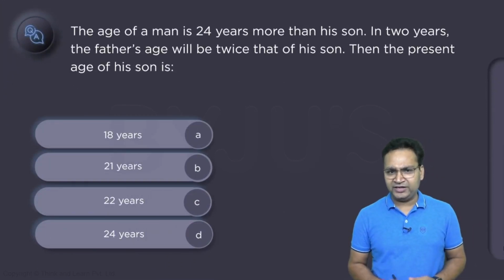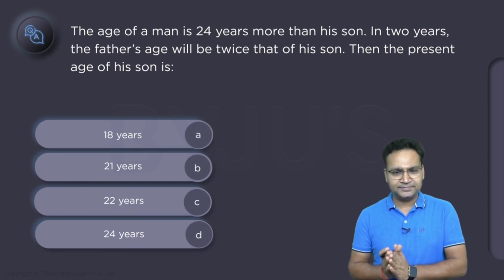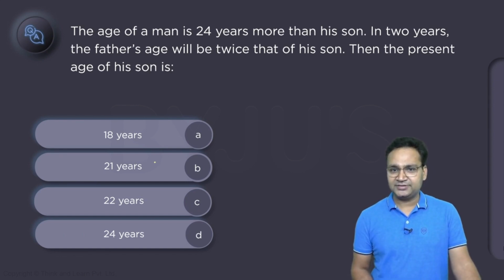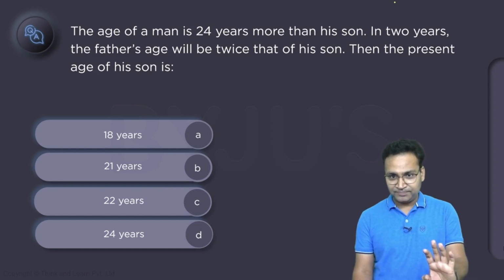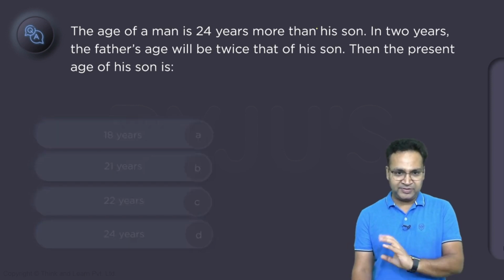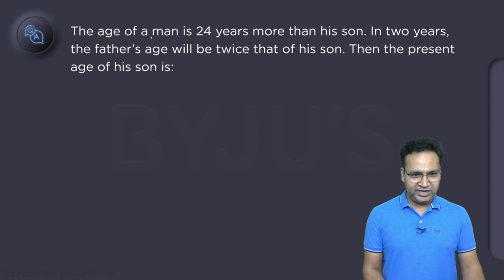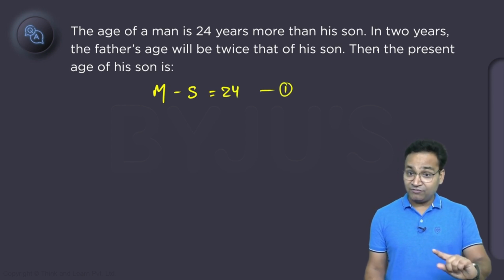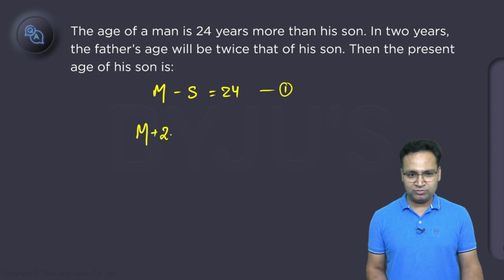It says the age of a man is 24 years more than his son. In 2 years, the father's age will be twice that of the son's age. So if I systematically solve it, we can do it definitely. Age of man is 24 years more than the son. So m minus s is 24. Equation number 1. After 2 years, the age of man is m plus 2. The age of son is s plus 2. The father will be twice the son. That's the equation we have.